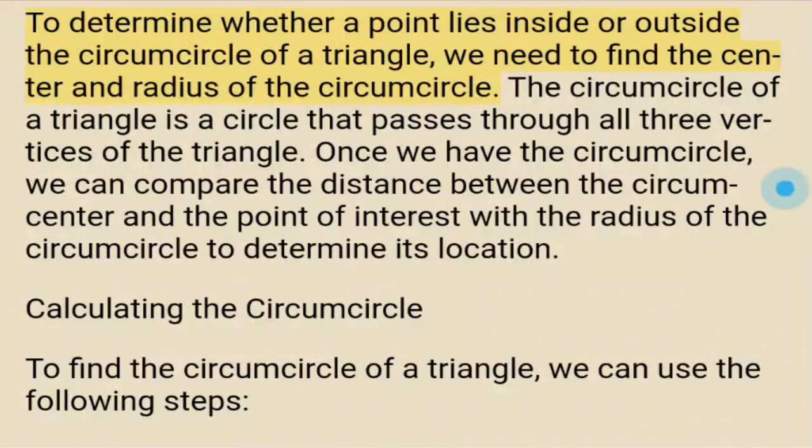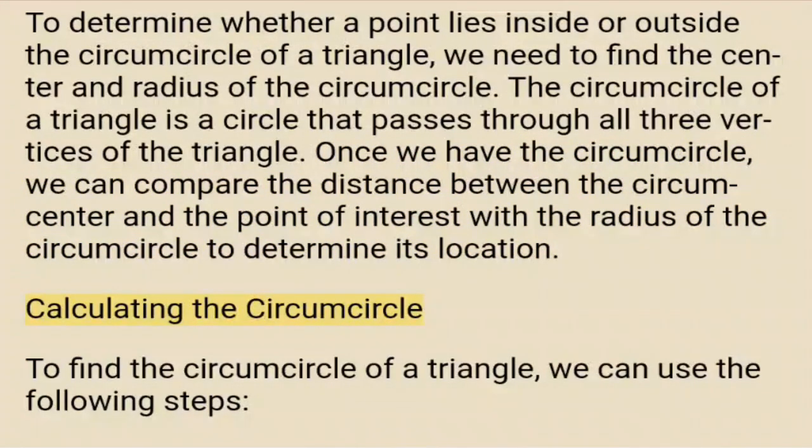To determine whether a point lies inside or outside the circumcircle of a triangle, we need to find the center and radius of the circumcircle. The circumcircle of a triangle is a circle that passes through all three vertices of the triangle. Once we have the circumcircle, we can compare the distance between the circumcenter and the point of interest with the radius of the circumcircle to determine its location.